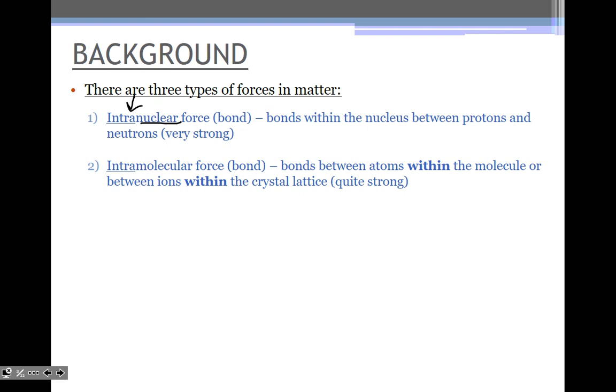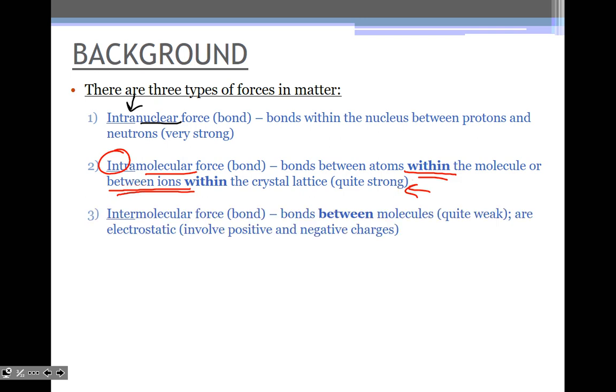Intramolecular forces, those we've learned already. Intra meaning inside a molecule. So bonds between atoms within the molecule, or between ions within the crystal lattice. So these are intramolecular forces. They're either found in a molecular substance, like water, for example. It'd be the bond between the hydrogen and the oxygen in water, or between ions in a crystal lattice, which is not the strongest in the world, but out of the three, it's pretty strong. Basically, it's the bond that exists in, for example, a crystal lattice of sodium chloride.